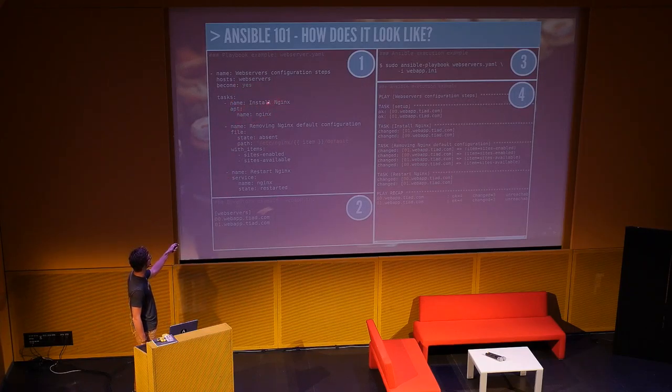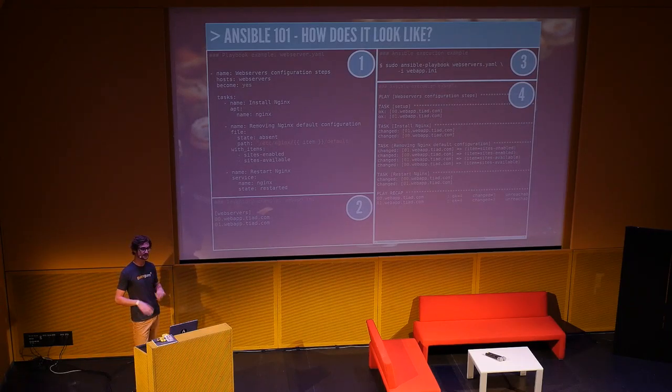Then we're going to list a set of tasks that we want to run across the hosts that we're going to call inventory. Here we're going to do a bunch of statements. We just want to install Nginx, remove any kind of default configuration, and restart the service to make sure that it doesn't take into account the old configuration.